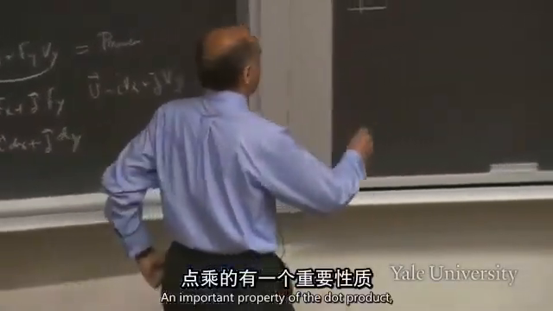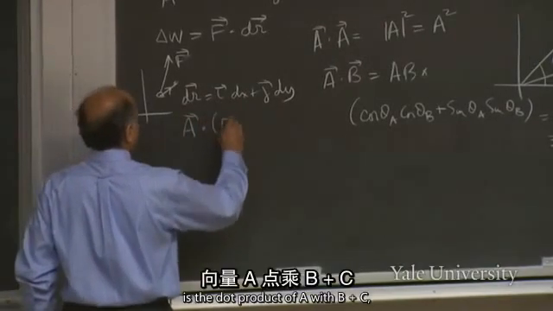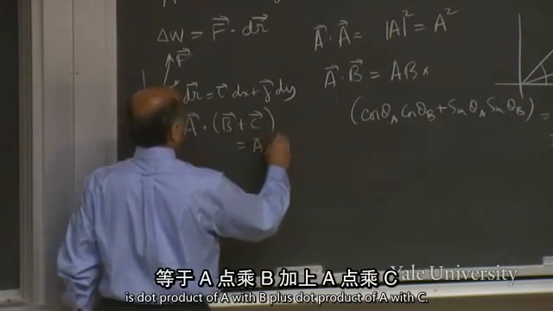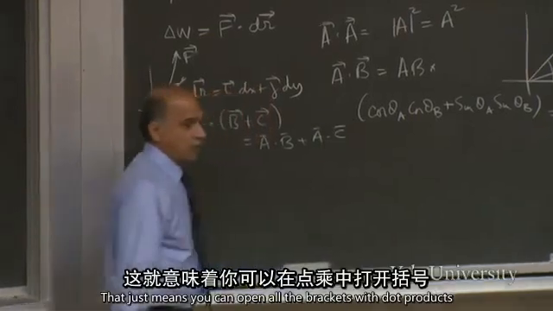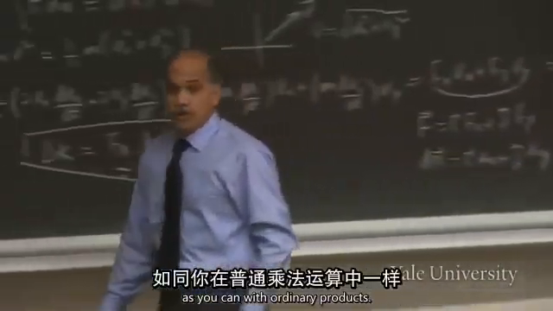An important property of the dot product, which you can check either way, is that the dot product of A with B plus C is the dot product of A with B plus the dot product of A with C. That just means you can open out the brackets with dot products as you can with ordinary products.